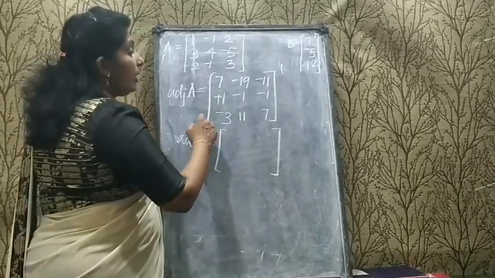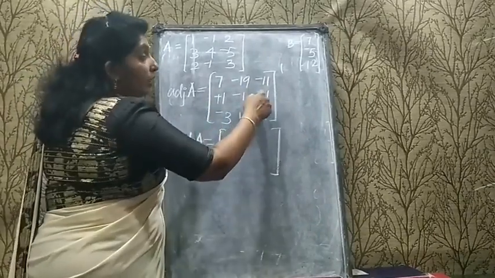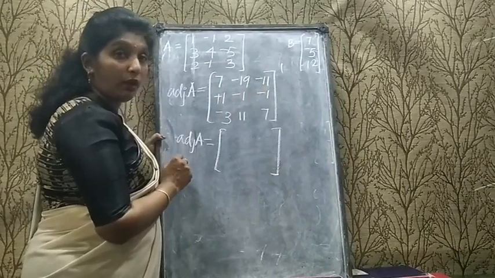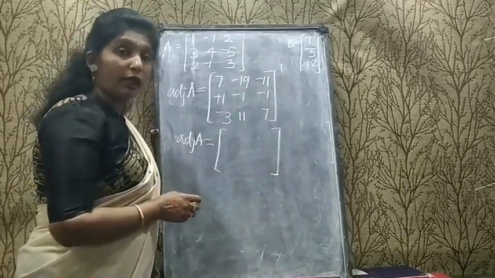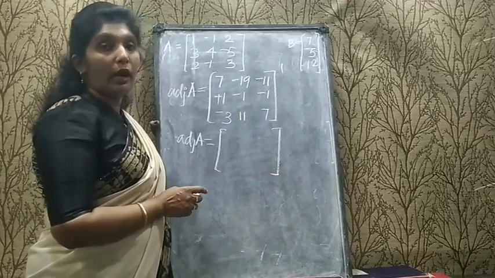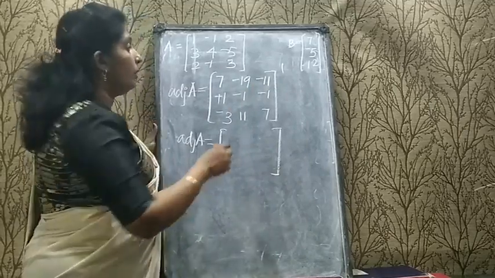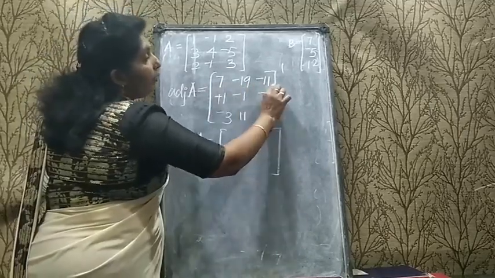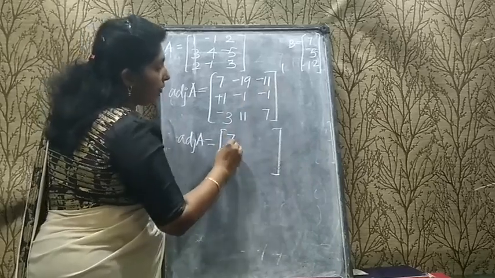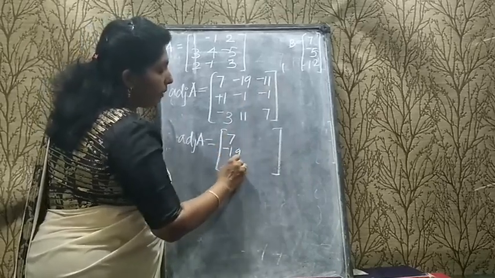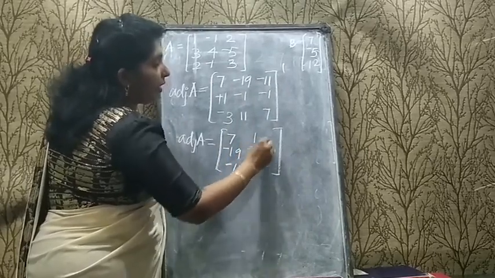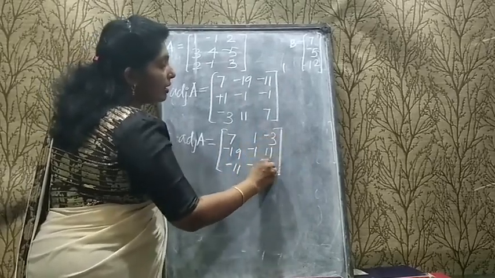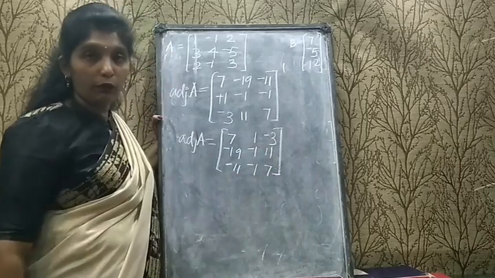So after finding the cofactors, I am going to find the adjoint of A. For that I have to take the transpose. Those who don't know how to find the cofactors and all, see the previous video, I explained in detail. Now write the first row as first column: 7, minus 19, minus 11; 1, minus 1, minus 1; minus 3, 11, 7. So this is the adjoint of A.